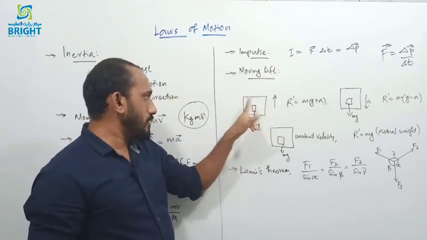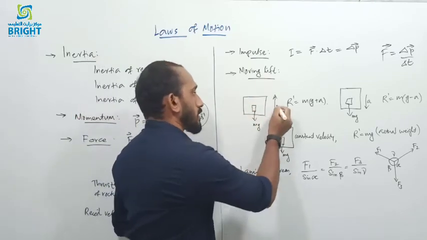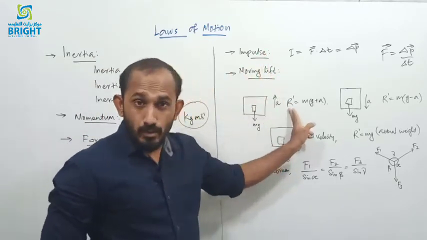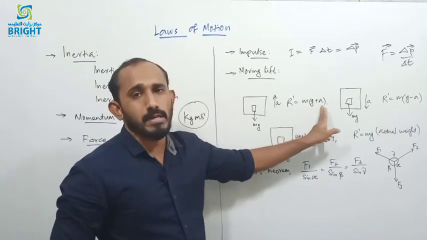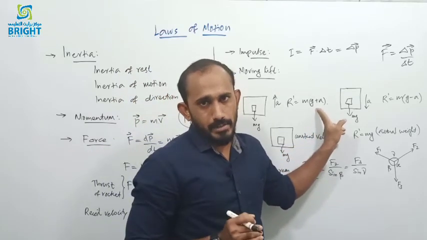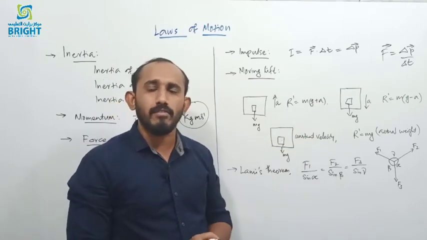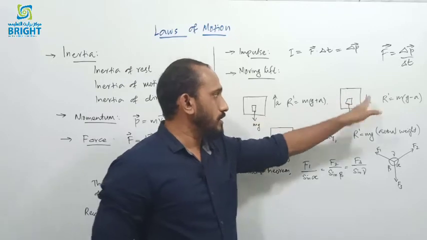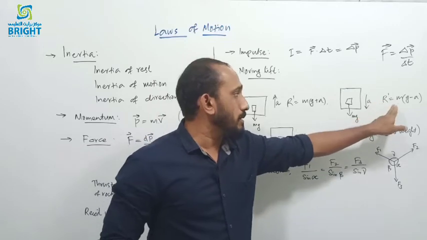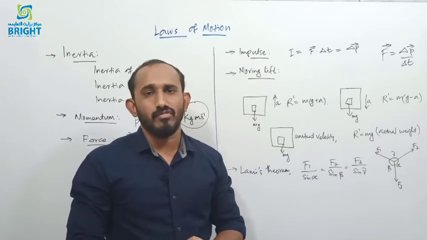In a lift, you're standing, your weight is mg downward. Then if it is moving upward with an acceleration a, that is, if the lift is accelerated upward, then the apparent weight you feel, R dash, is equal to m into (g plus a), where g is acceleration due to gravity. You can take it as 10 meters per second square or 9.8. So you add the acceleration, so you'll feel more weight, heavier. Now, if the lift is coming downward with acceleration a, then your weight will be m into (g minus a). That means you feel less weight, lighter.